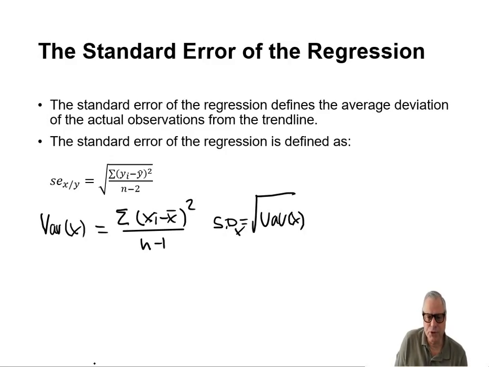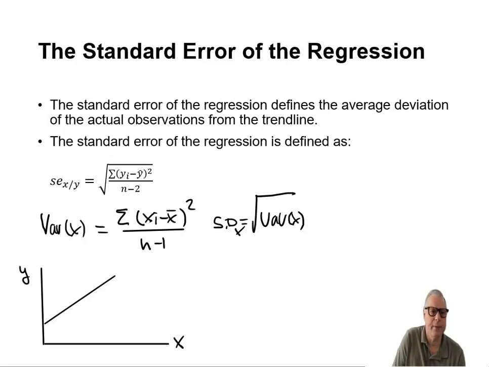Now when it comes to the variance of the regression, we assume we have a certain regression result. So here we would have y, and here we have x, and then we have our observations. Maybe we have an observation here and there. And so we assume that there is an equal spread around the trend line.